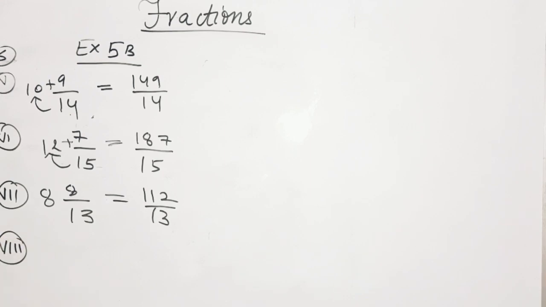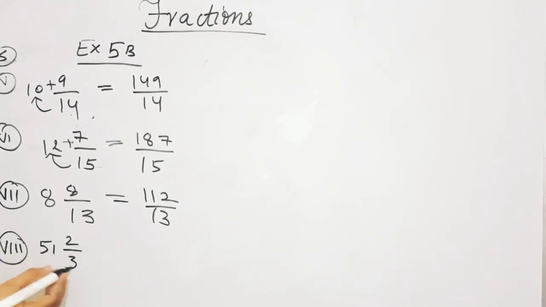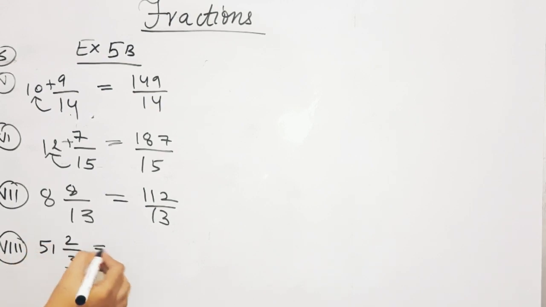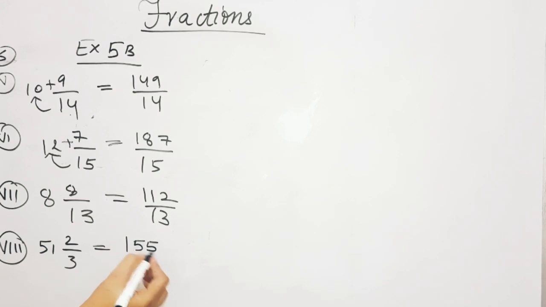Now coming to the last option, the 8th option. The 8th option is 51/2/3. Now 3 1s are 3, 3 5s are 15. That is 153. 153 plus 2, 155/3. So I hope you must have understood all the 4 options.